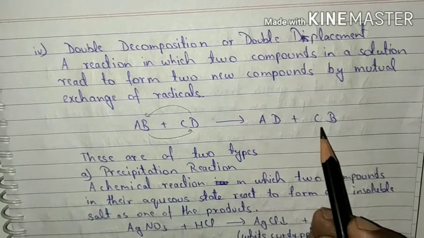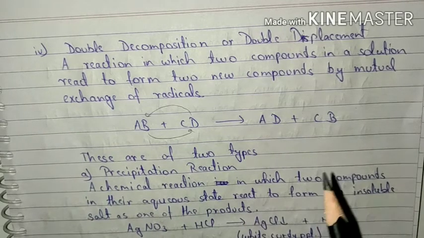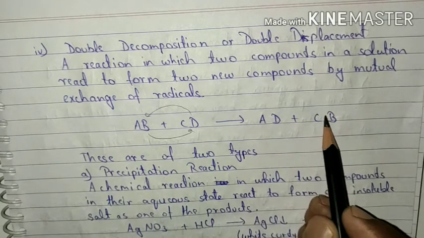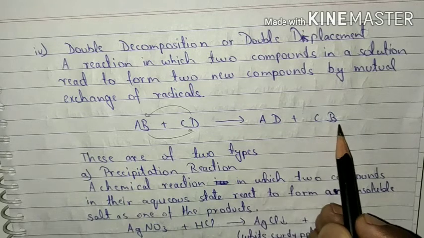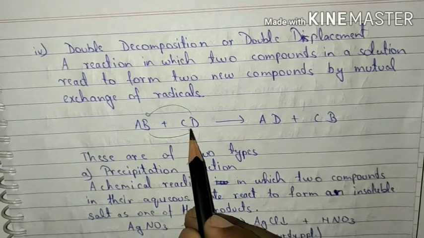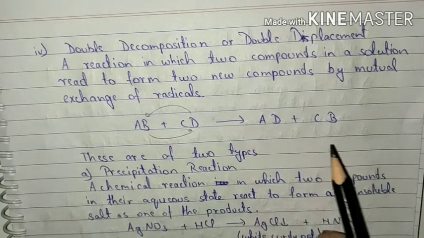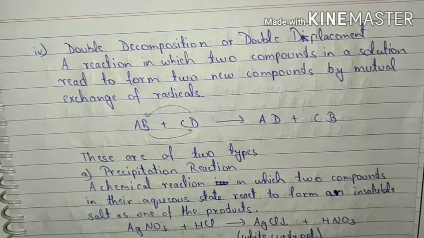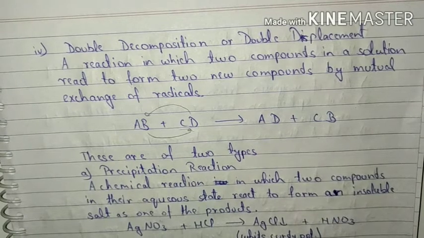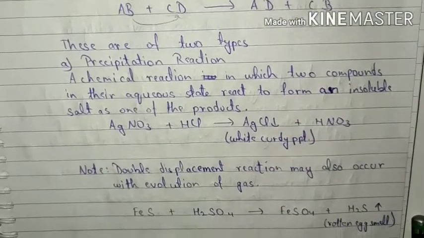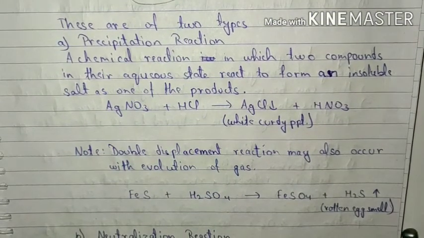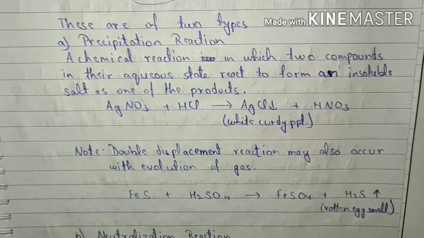Please note here we are writing in this order because always the cation is written first and then the anion, and here the cation is C. So what are we getting? We are getting two compounds, AD and CB. These can be further classified into two types, which are precipitation reaction and neutralization reaction.